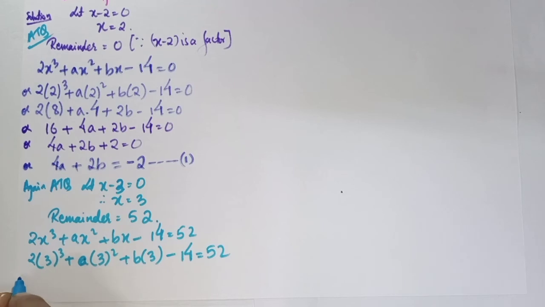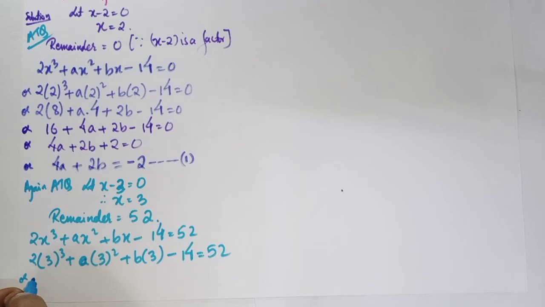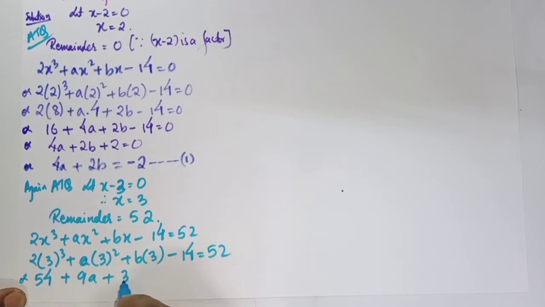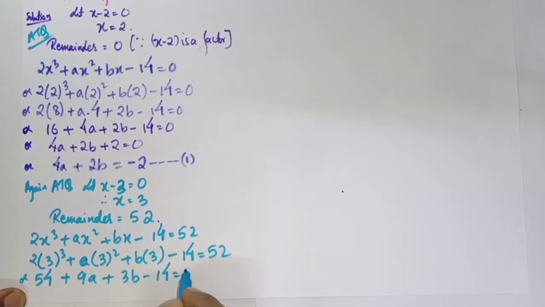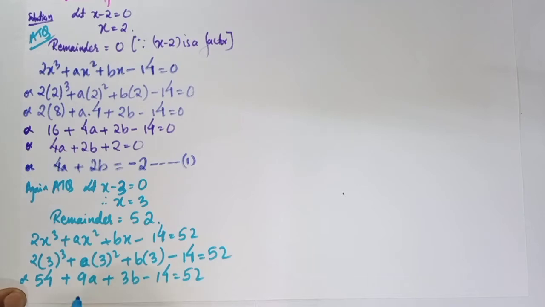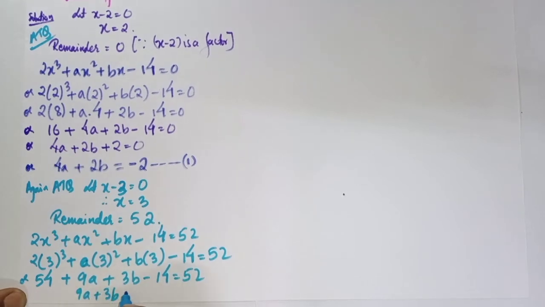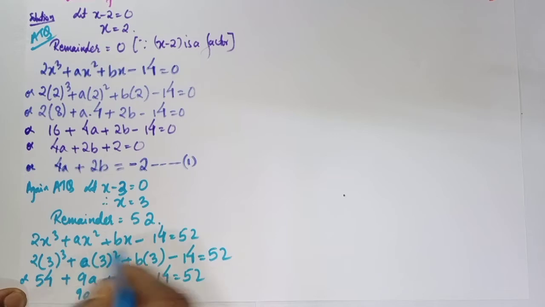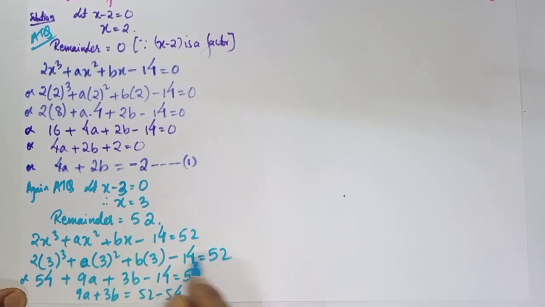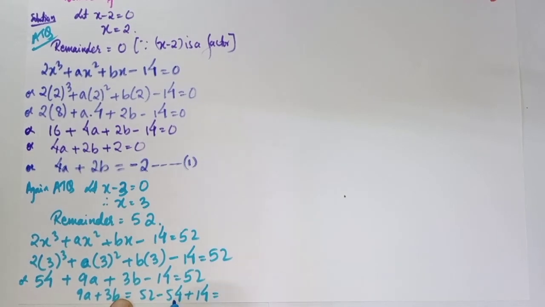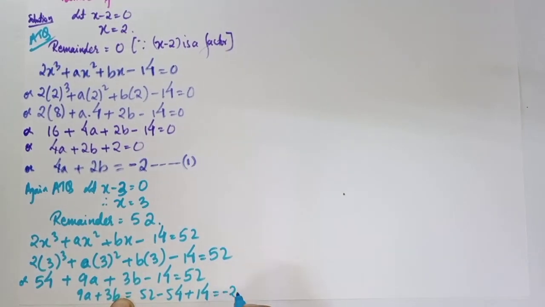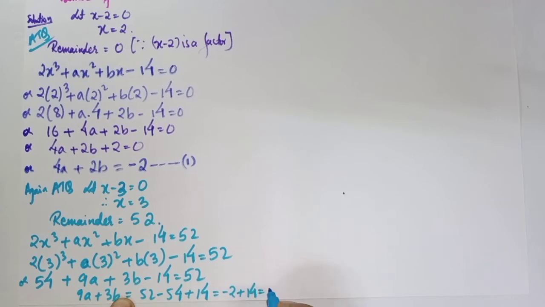Now what can I do here? 3 cubed is 3 into 3 into 3, so 27 into 2 will be 54, plus 3 squared is 9, so 9a, plus 3b minus 14 equals 52. So 9a plus 3b equals 52. This 54 I'll take to the other side, it will be minus 54, and this minus 14, when it goes to that side, will be plus 14. So 52 minus 54 is minus 2, plus 14. So 14 minus 2 is 12.